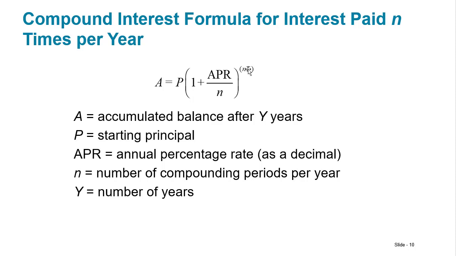And then we throw the n up here because now that's the total number of compounds, right? We're going to have that many compounds per year times the number of years. So that's how many times it's going to be compounded. And that's the most commonly used formula, because even if you're only going to compound yearly, the n just becomes 1, and then this formula reverts back to the other one that we saw. So really, this is the only compound interest formula you need to know and memorize.